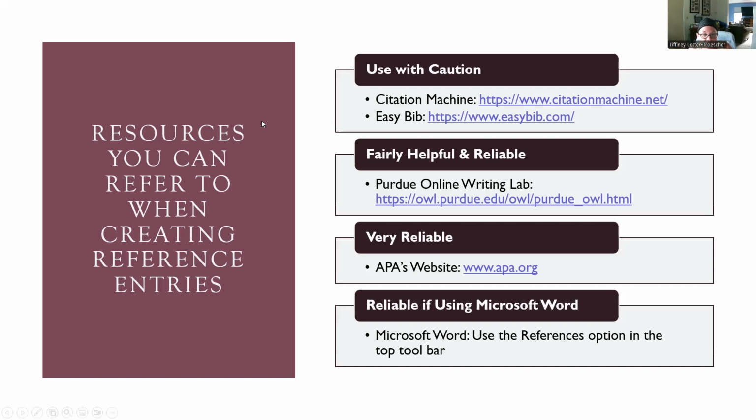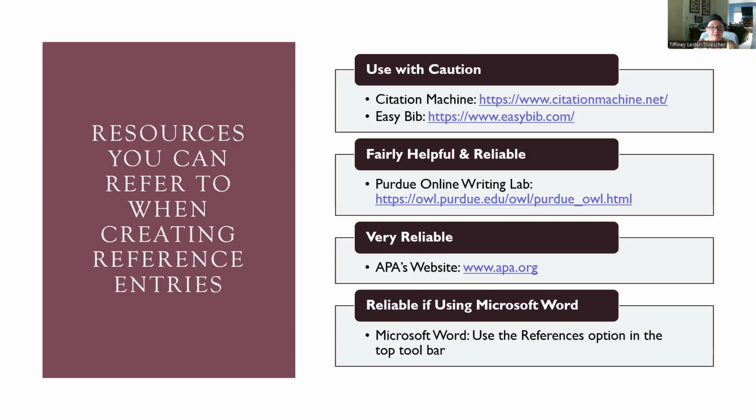But there are some other resources available to you. These two, or sites like them, use with caution. And these are like Citation Machine, easybib.com. These are websites where you can input the information from your source. It'll say, who's the author of this source? What's the title of it? When was it published? What edition? What's the URL? And it will create the reference entry for you, and you can copy and paste that into your document.